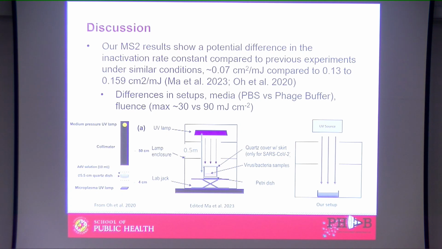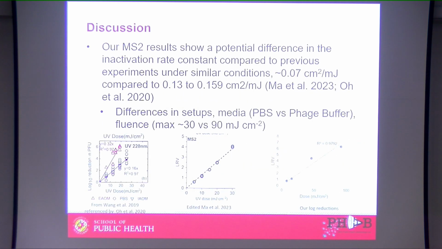It could also be media. As I mentioned, we use a phage buffer solution, whereas they use PBS. Or it could also be the max fluence, where when we align ours, it would be similar to what theirs were reporting. They had more time points, and they had cut off their dose or fluence earlier than ours did, whereas we expanded further but had fewer time points, so we'd be biasing our curve.